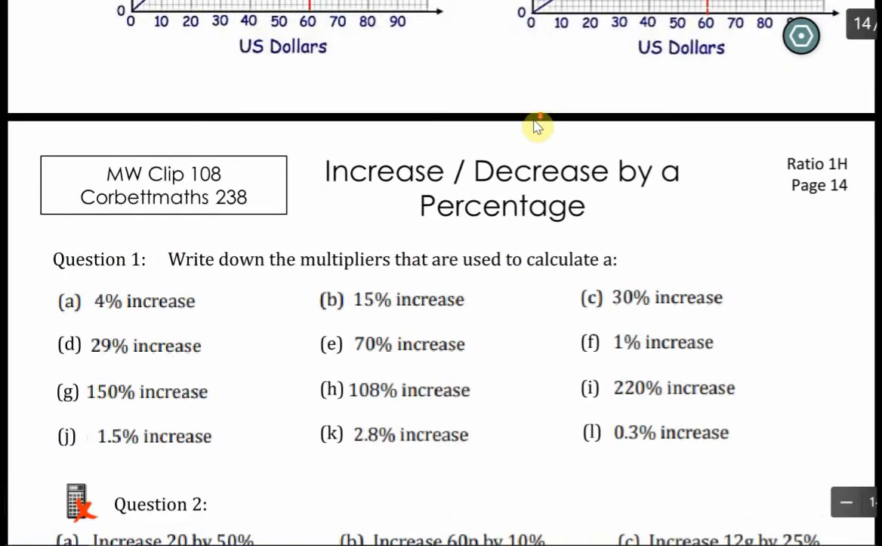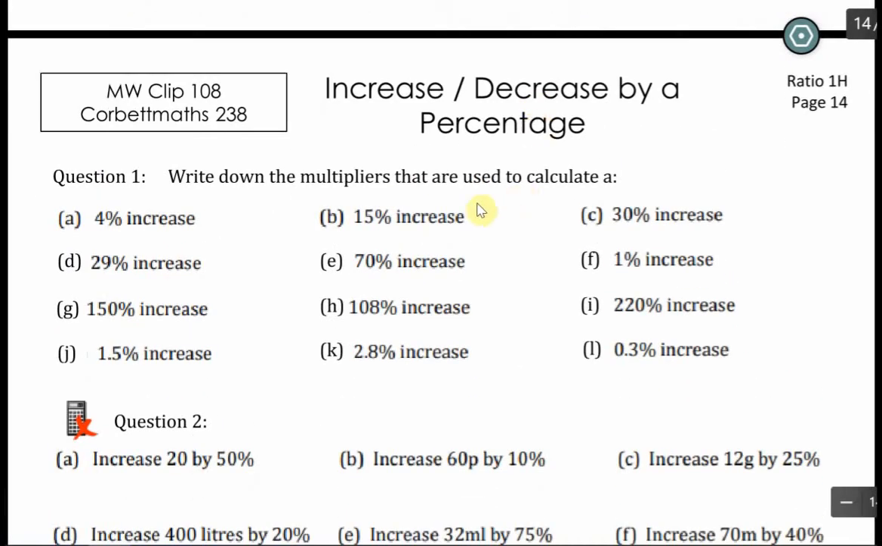Now, percentage increase and decrease is a really key topic at GCSE, and the method you use will probably be governed by whether it's a calculator paper or non-calculator paper in an exam. If it's not an exam, then whichever's quickest, which is usually the calculator method.